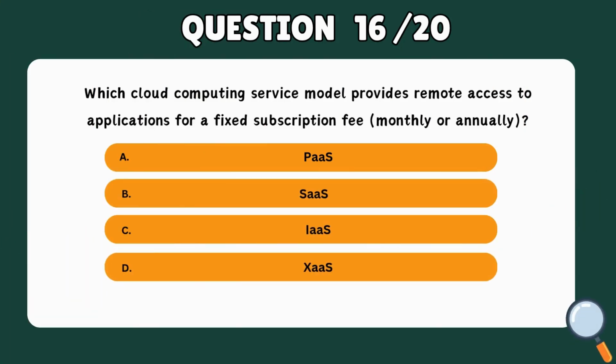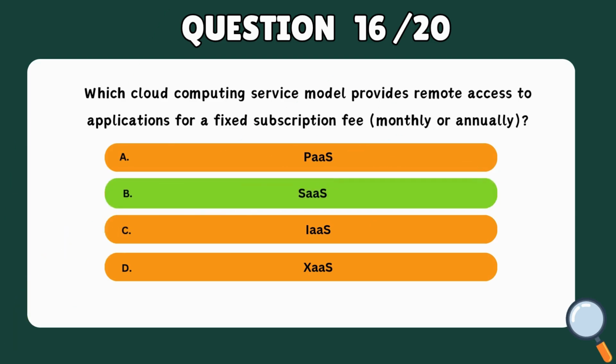Question 16. Which cloud computing service model provides remote access to applications for a fixed subscription fee, monthly or annually? A. PaaS. B. SaaS. C. IaaS. D. SaaS.